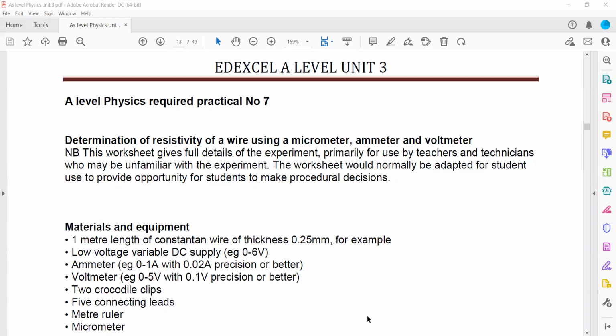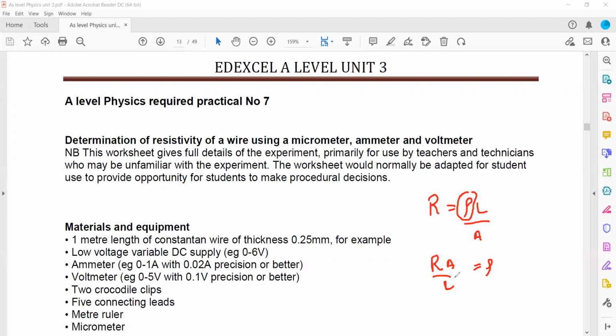To determine the resistivity, how can we work it out? We have the formula which relates resistivity and resistance: R equals rho L by A. We want to determine this rho, which is called resistivity. So that is RA divided by L.